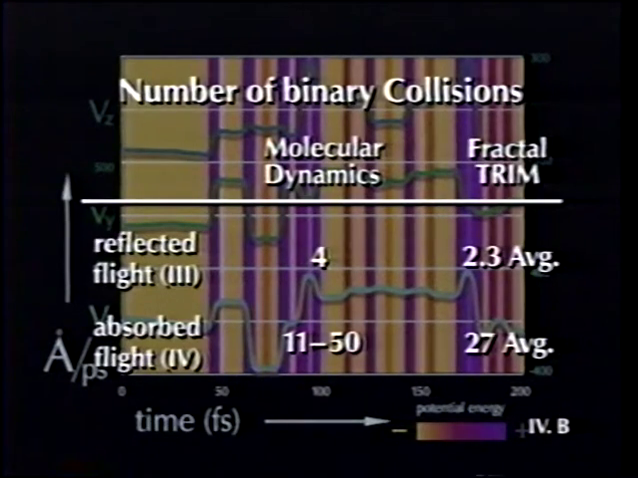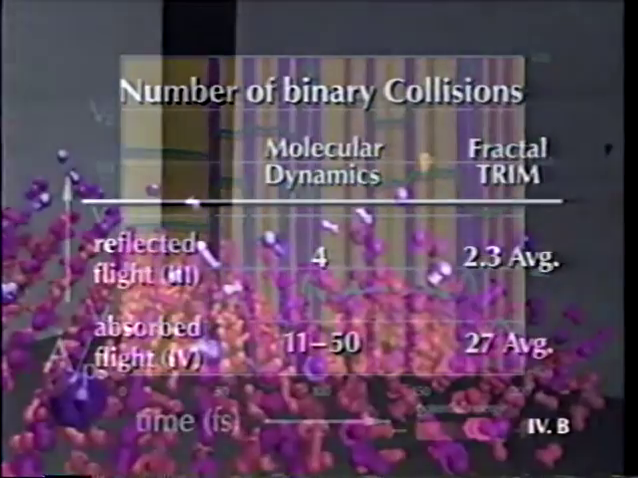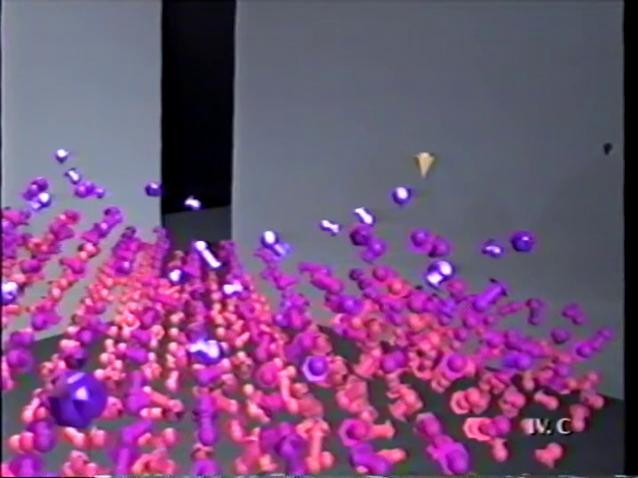This number of interactions are of the same order as in fractal TRIM calculations, 2.3 interactions per reflected flight and 27 interactions per absorbed flight. The molecular dynamics simulation from Section 2, a reflection, showed 4 major interactions, while this molecular dynamics simulation was not carried out for enough time steps for the hydrogen to come to rest. 30 to 40 interactions would not be unreasonable for a flight which does not make it out of the surface. Now let's examine the effect of these collisions on the nickel atoms in the lattice.